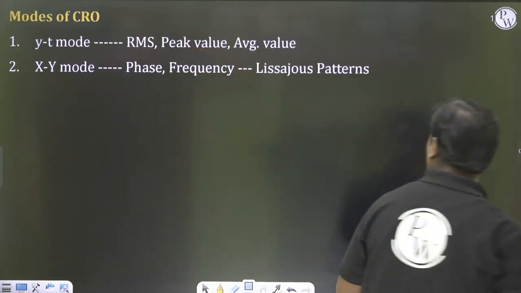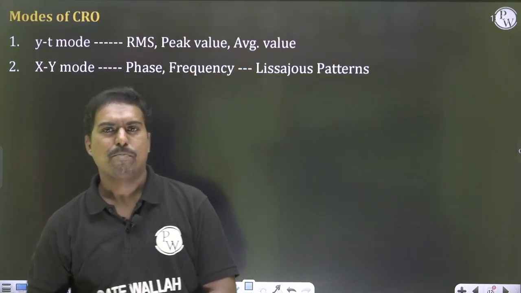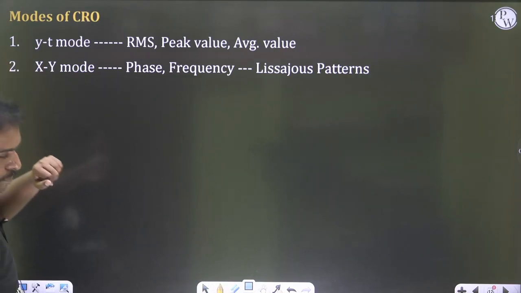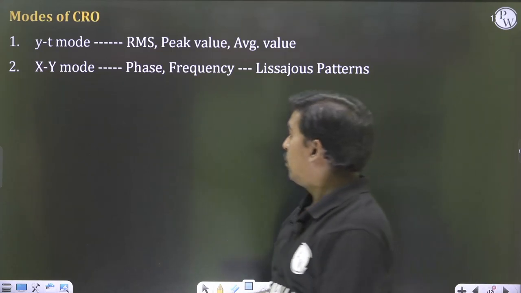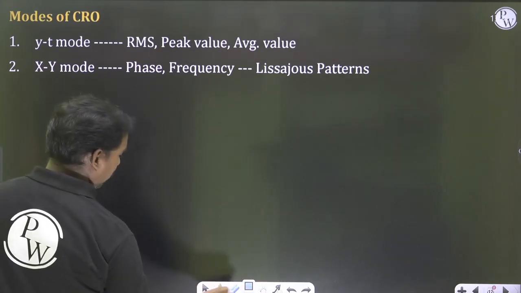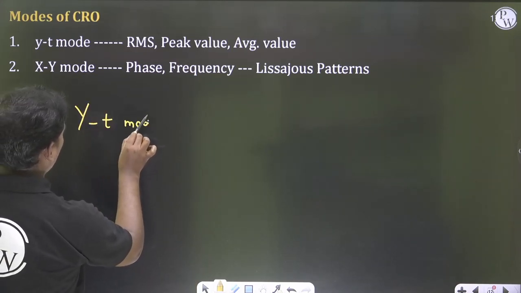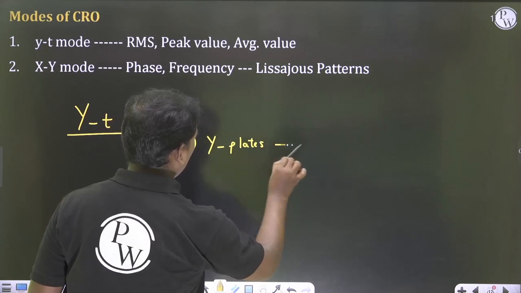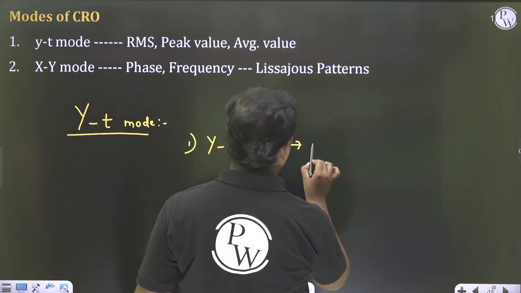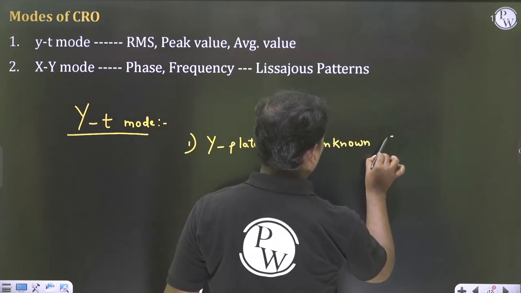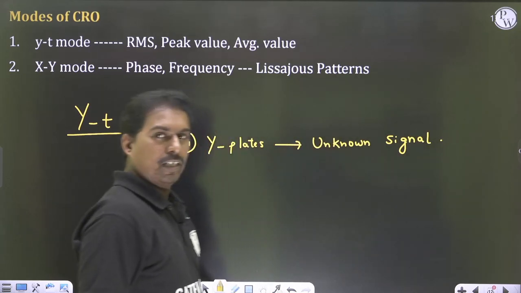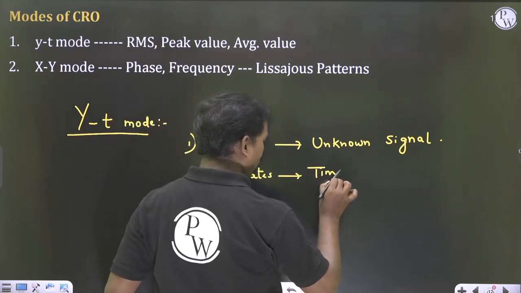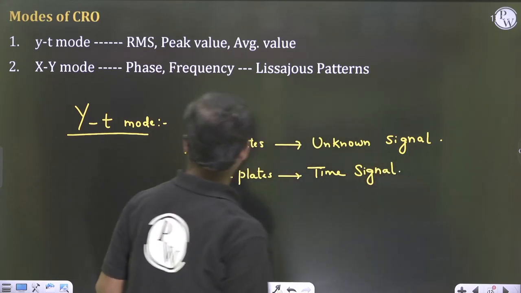Now the modes, basically how the CRO will work based upon the signal that you apply to the XY plates, that means horizontal plates and vertical plates. We can call two modes: YT mode and XY mode. In YT mode, for the Y plates, the vertical plates, we are giving the unknown sinusoidal test signal, and for the X plates, the horizontal plates, we are giving the time signal. This is what we call YT mode.